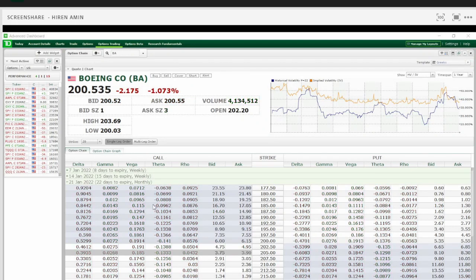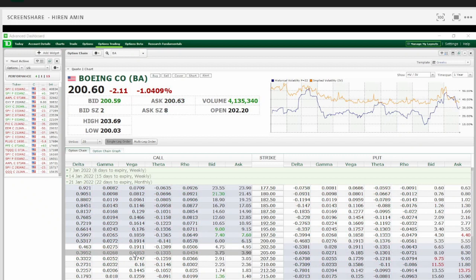Yeah. So again, Vega measures implied volatility and how it impacts the price of an option. Vega measures, with a 1% rise or decline in volatility, how the option value is going to change. So if volatility goes up by 1%, this option will go up by this many cents.